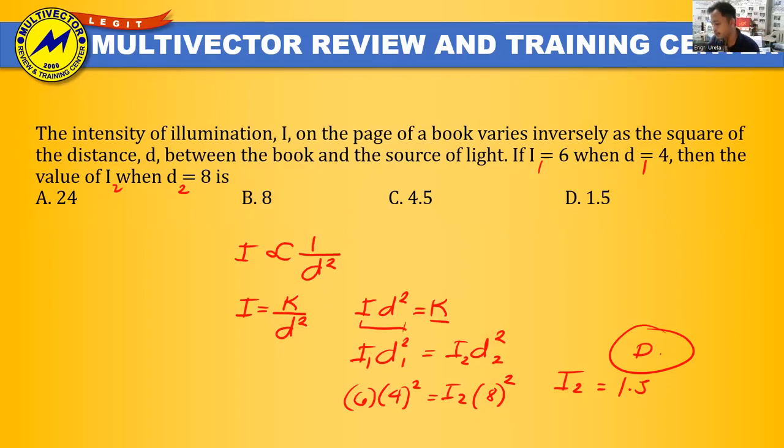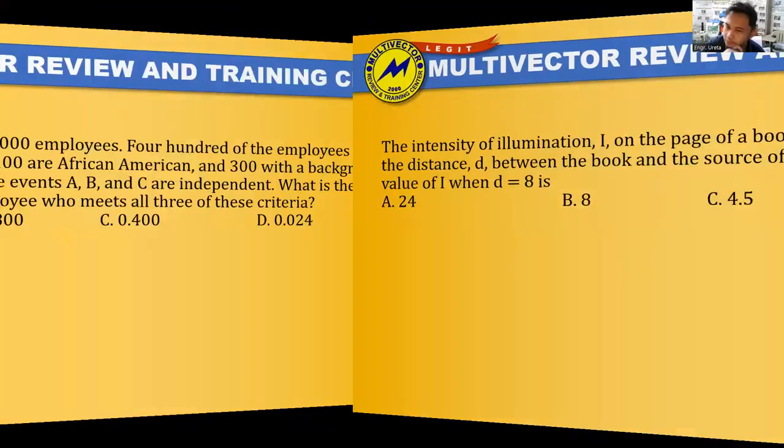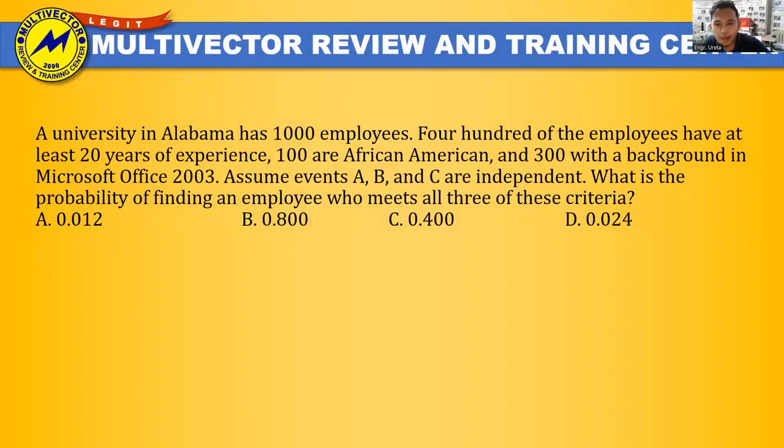Okay, so next problem, problem number 76. Okay, so a university in Alabama has 1,000 employees. Sabi niya dito, 1,000 employees, 400 of the employees have at least 20 years of experience, 100 are African American, and 300 have a background in Microsoft Office. Assume that the events A, B, and C are independent. What is the probability that the new employee meets all these 3 criteria?